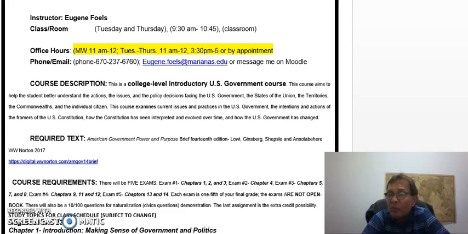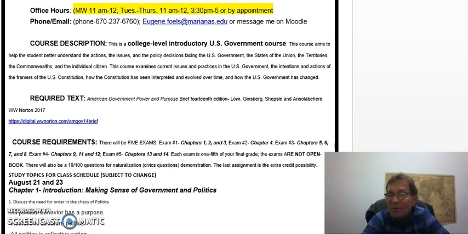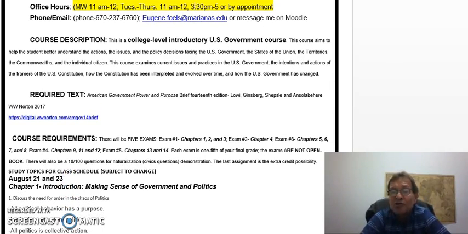The course requirements: we will be taking 5 exams during the year on those particular chapters. It's not open book, and that's the main basis of your grade.